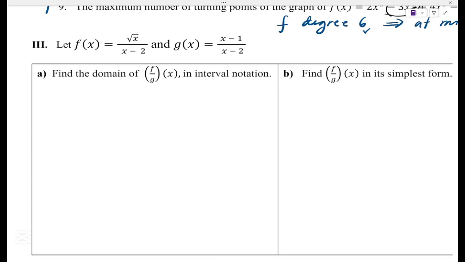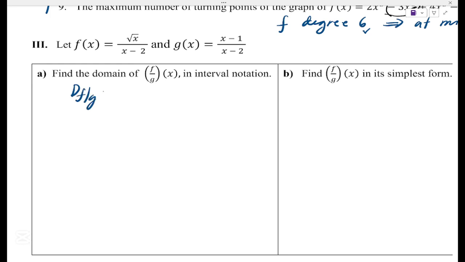For part 3 of this exercise, let f be equal to this rational function and let g be equal to this other rational function. For the first part, we find the domain of f over g in interval notation, and for the second part, find the quotient f of x divided by g of x in its simplest form. In finding the domain of f over g, let us recall the formula.